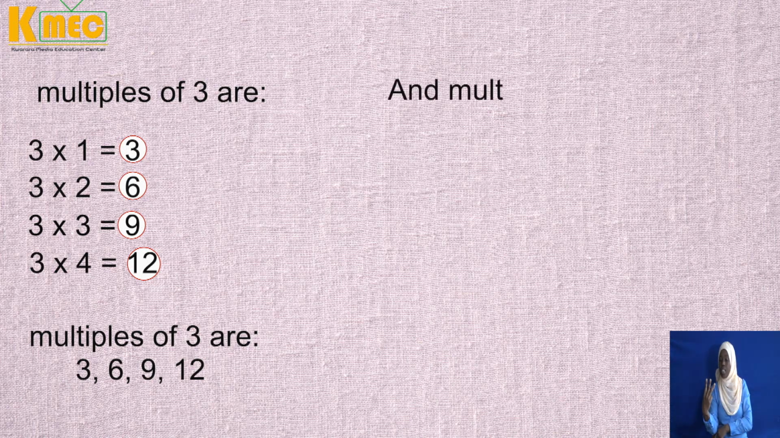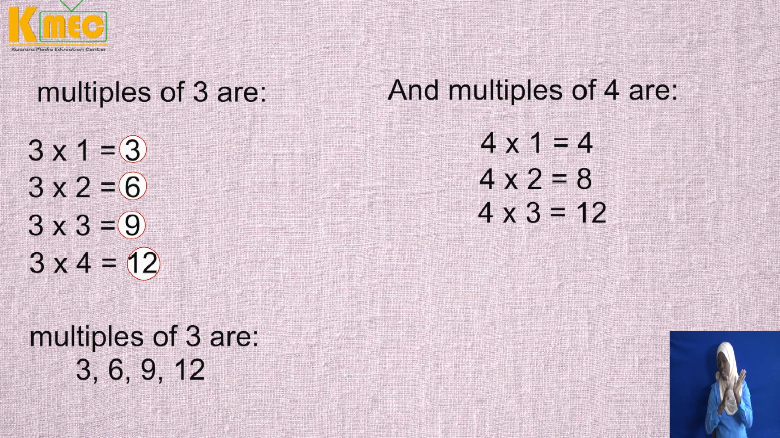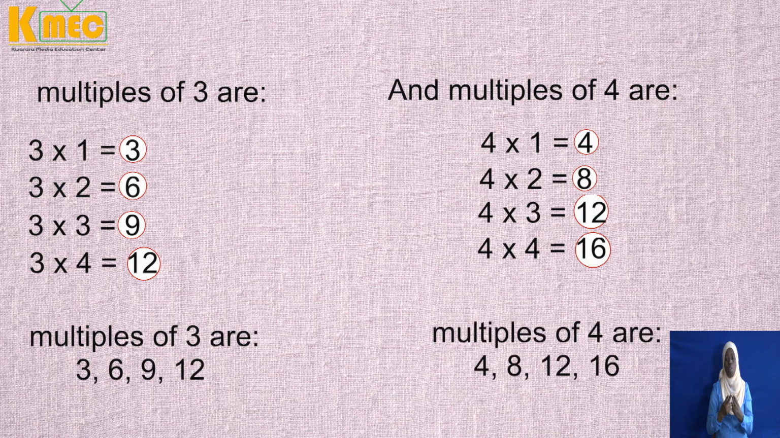And what are multiples of 4? We start with 4. Very good. Then 8. Then 12. Good. Then 16. And so on. Very good.